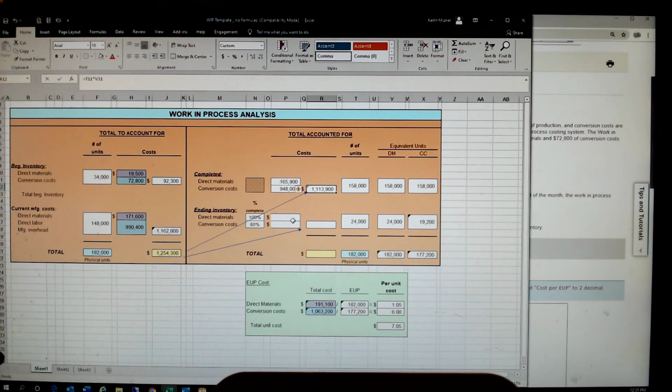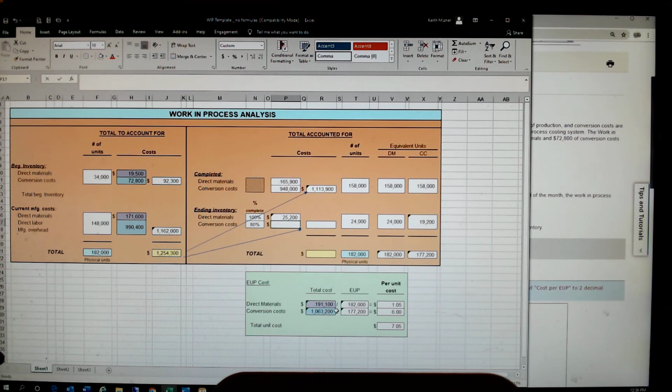Now let's compute the ending inventory. These 24,000 units represent 24,000 units with regard to materials, and one whole unit has $1.05 in materials. So the material cost in these is 24,000 times $1.05. I need it right here. Material costs for materials is equal to the equivalent number of units it represents times the material cost.